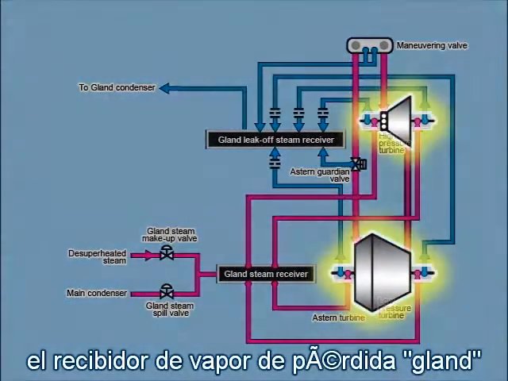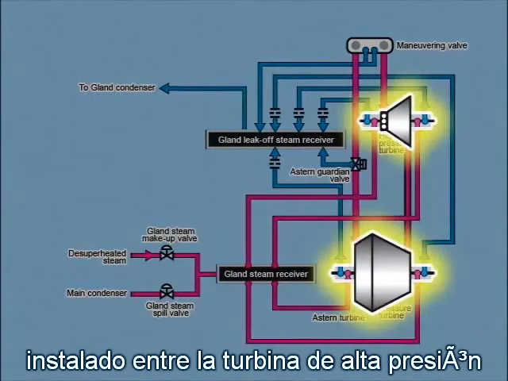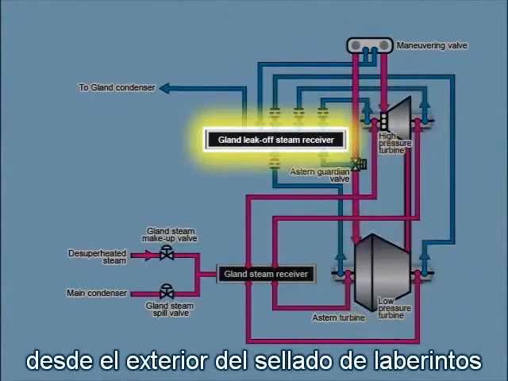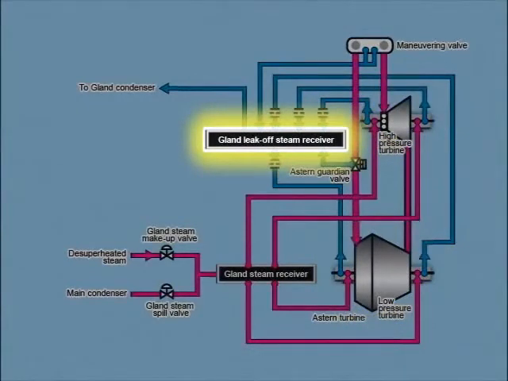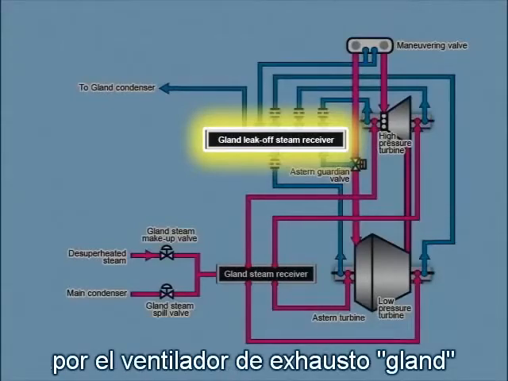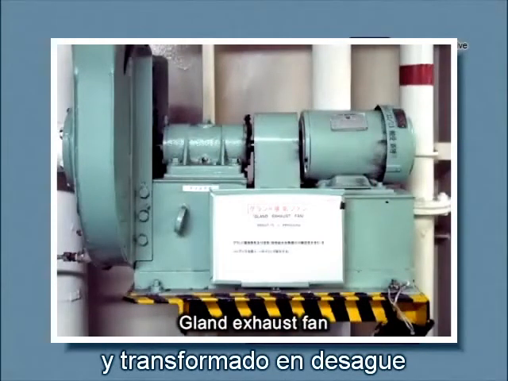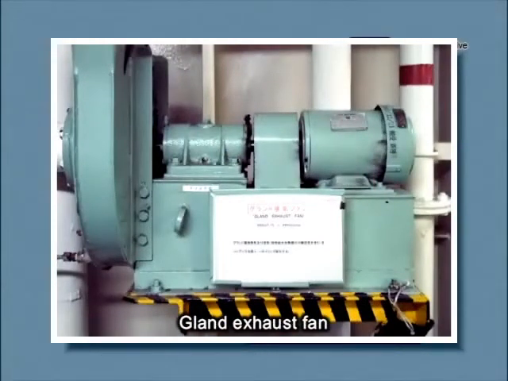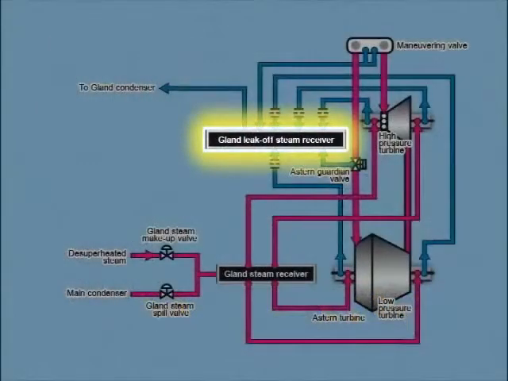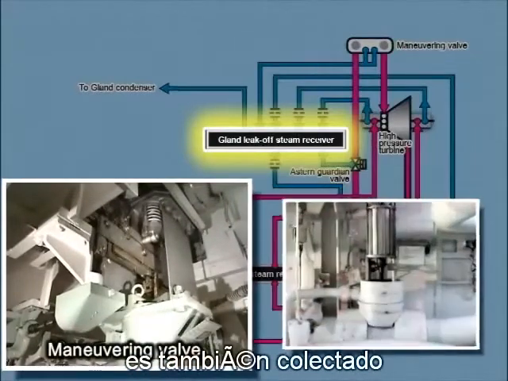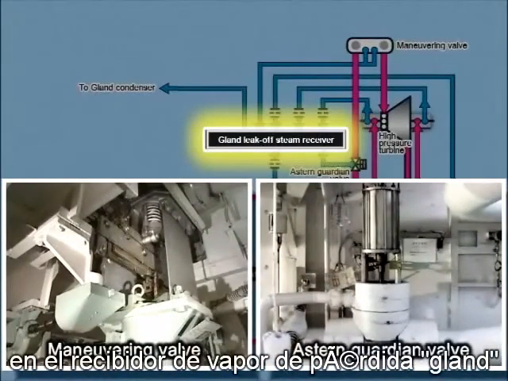The gland leak-off steam receiver, installed between the high-pressure turbine and low-pressure turbine, collects leak-off steam from outside of the labyrinth packing. Leak-off steam is sucked in by the gland exhaust fan, sent to the gland condenser, and transformed into drain. Gland leak-off steam from the maneuvering and astern guardian valves is also collected in the gland leak-off steam receiver.